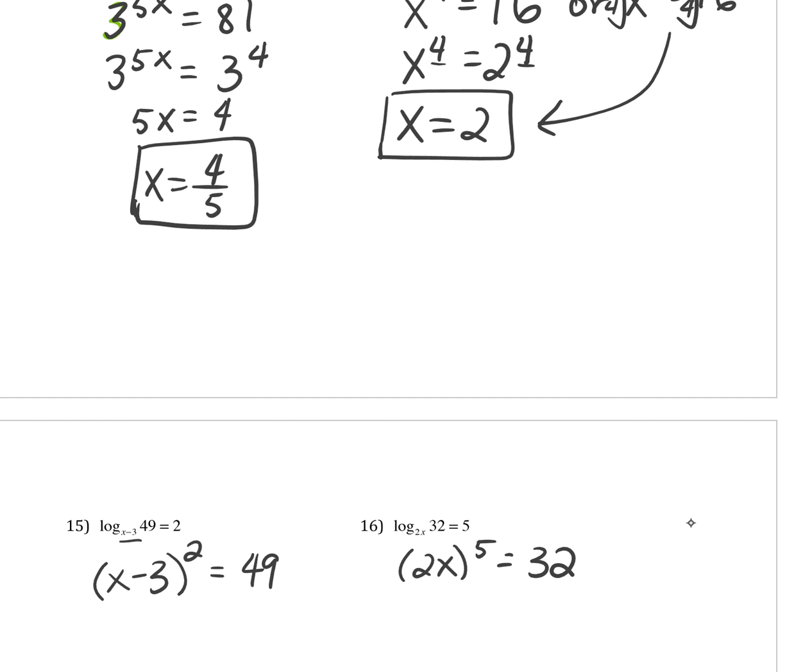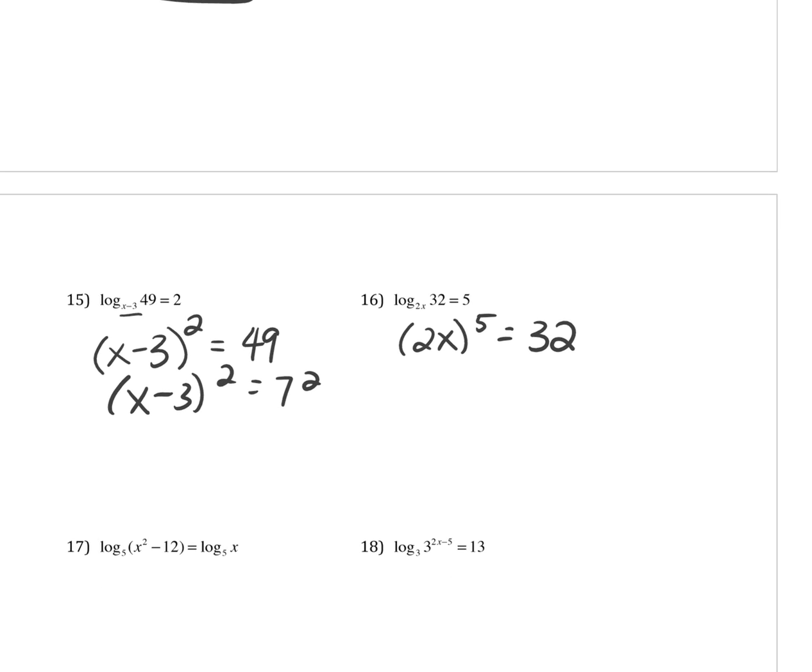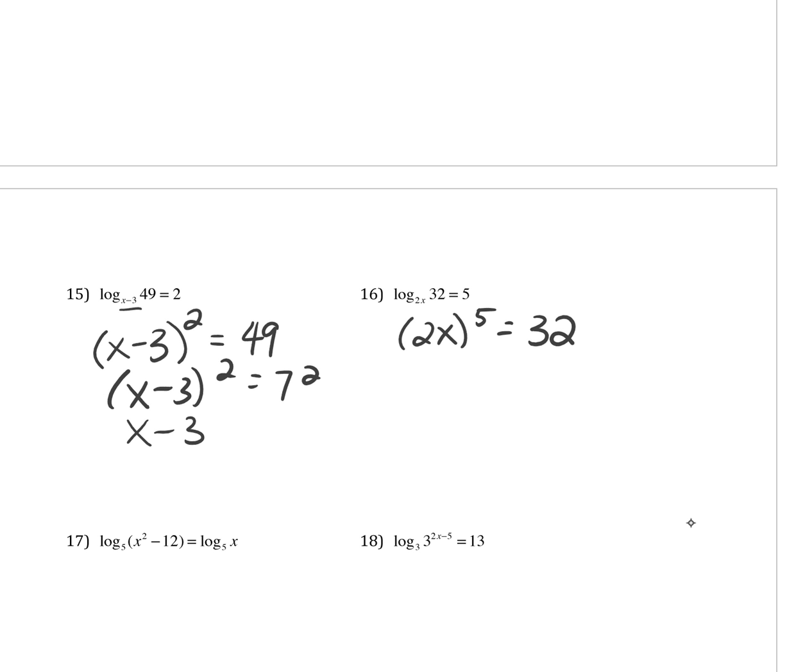You can make this into (x − 3)² = 7². Technically, if you took the square root, you would get plus or minus, but you can only get a positive base. You never have negative bases, so we're really only going to focus on the positive anyway.